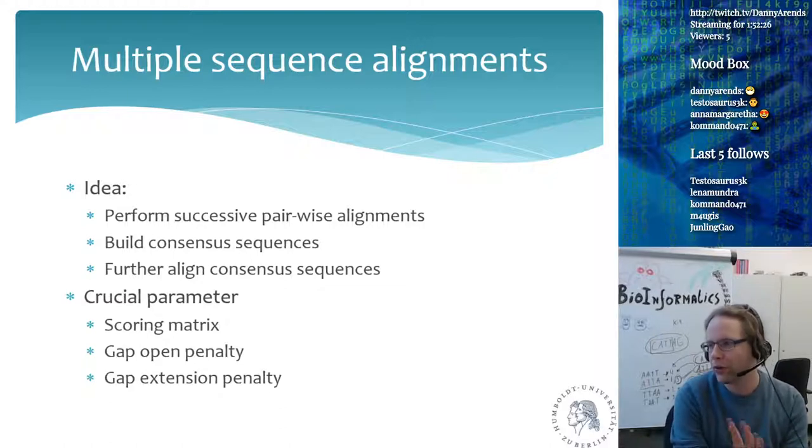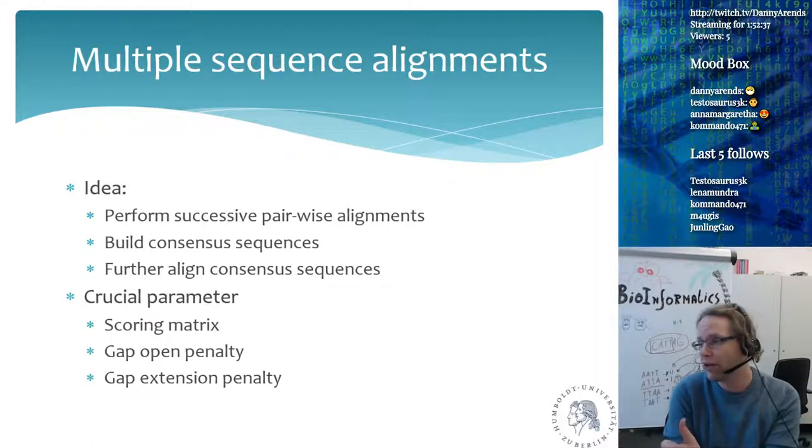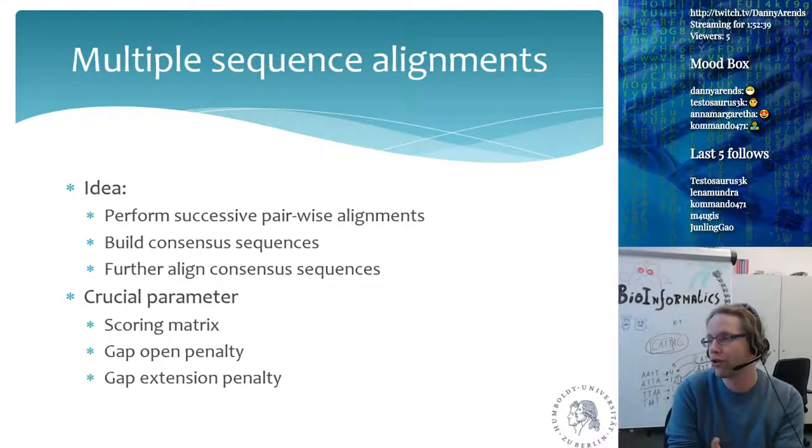Right, so there are some crucial parameters when you're dealing with multiple sequence alignments. Things like which scoring matrix am I using? They have a massive influence. If you go from using a BLOSUM62 matrix to using a BLOSUM80 matrix, your multiple sequence alignments will be completely different because the pairwise alignments will be scored differently. Another parameter which has a massive influence is your gap opening penalty. So how much do I penalize opening a new gap, and how much do I penalize extending a gap? And so these three parameters can completely change the outcome of a multiple sequence alignment.